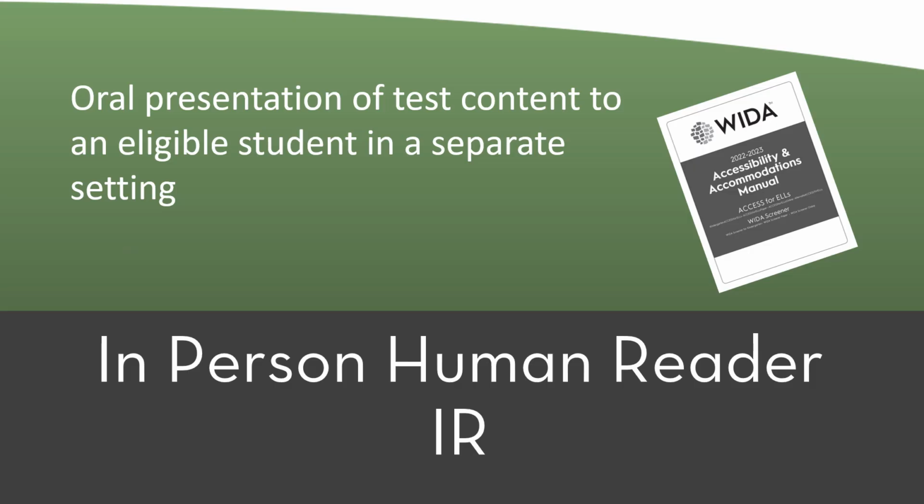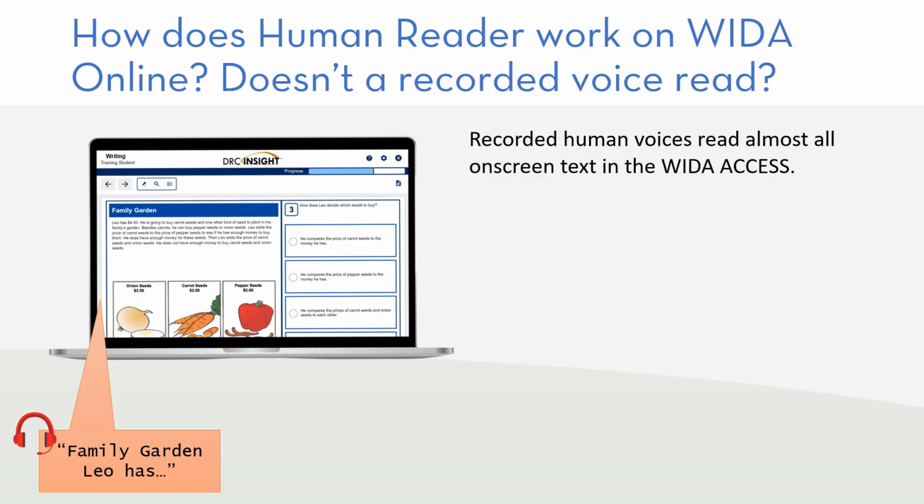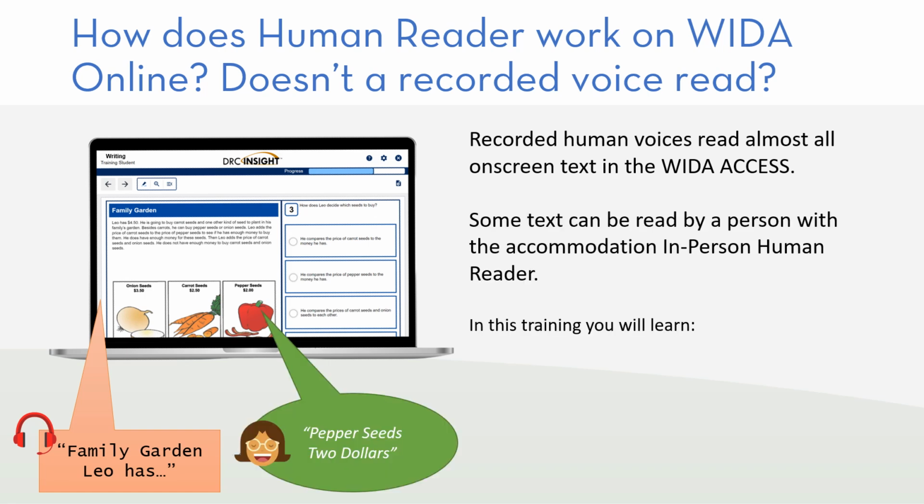We are now going to review the in-person human reader accommodation, which is an oral presentation of test content to an eligible student in a separate setting. So, how does human reader work on WIDA ACCESS, where nearly all text is already read aloud by a recorded human voice? Some of the text is not read aloud, like the incidental text you see on the screen in the image. Some of that text can be read to students with a disability that requires all allowable on-screen text to be read. This accommodation is called In-Person Human Reader.